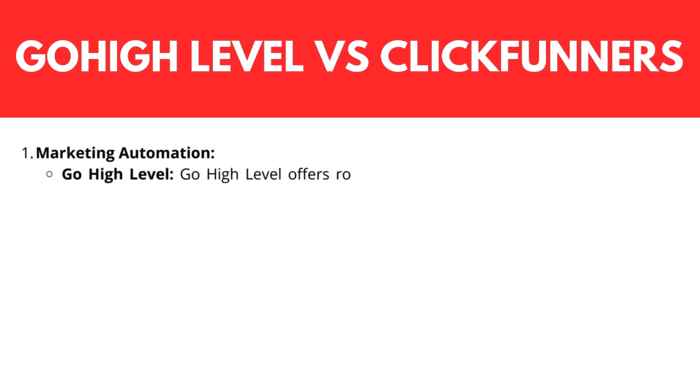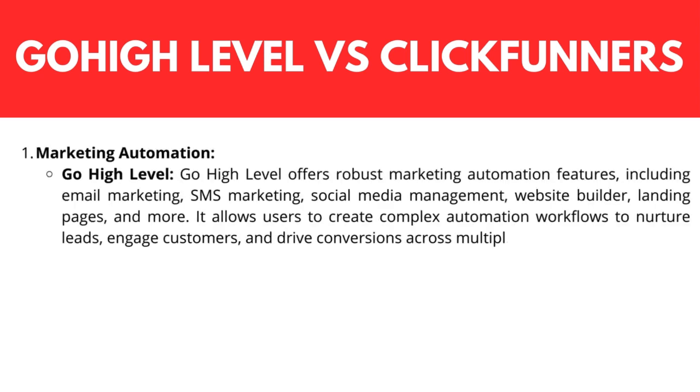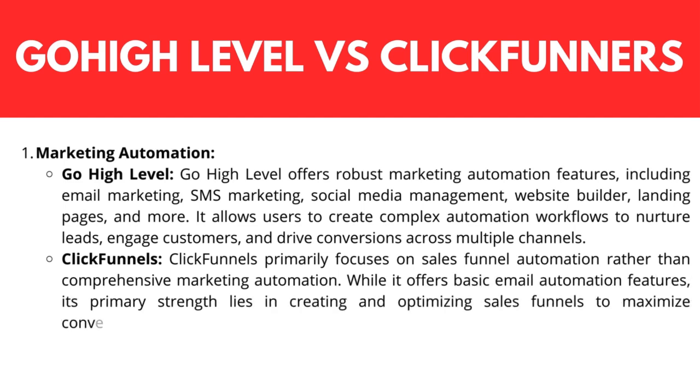Marketing automation. Well, GoHighLevel offers robust marketing automation features, including email marketing, SMS marketing, social media management, web builder, landing pages, and more. It allows users to create complex automation workflows to nurture leads, engage customers, and drive conversions across multiple channels.